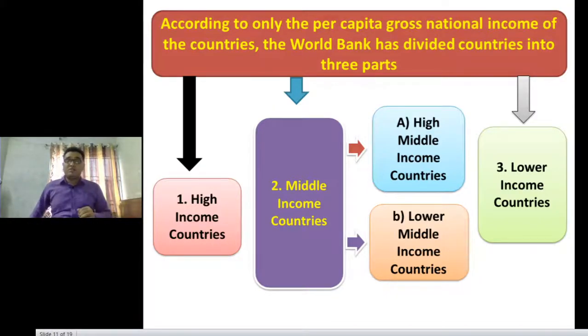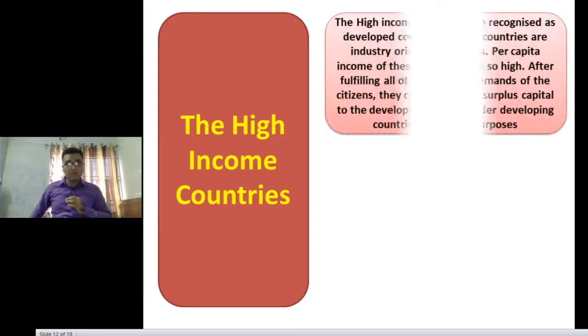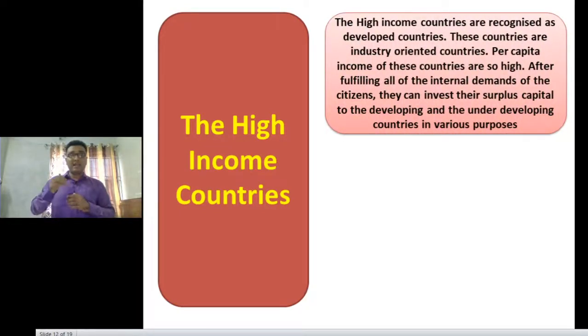Okay, so at first I am going to discuss the high income countries. So what is called the high income countries? Basically, high income countries are such countries whose per capita income is very high, and this type of countries are highly capable to ensure all of the facilities of the citizens, and they use their surplus capital for the developing countries.